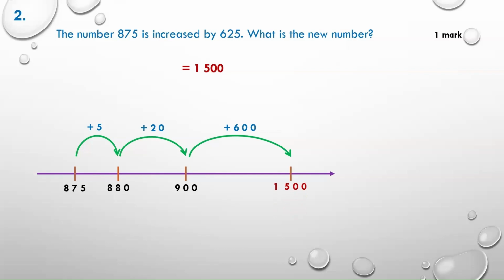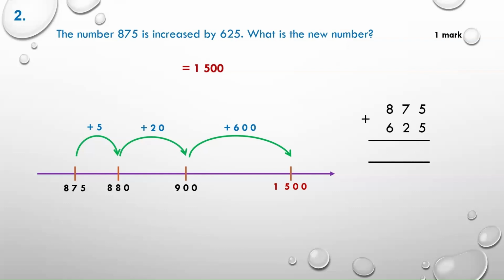It's 1 mark, so you can do working if you want, or you can just write the answer, and that is fine for this part. Another way we can work it, which many teachers prefer, would be to do the simple addition: 875. Increase means to add 625.